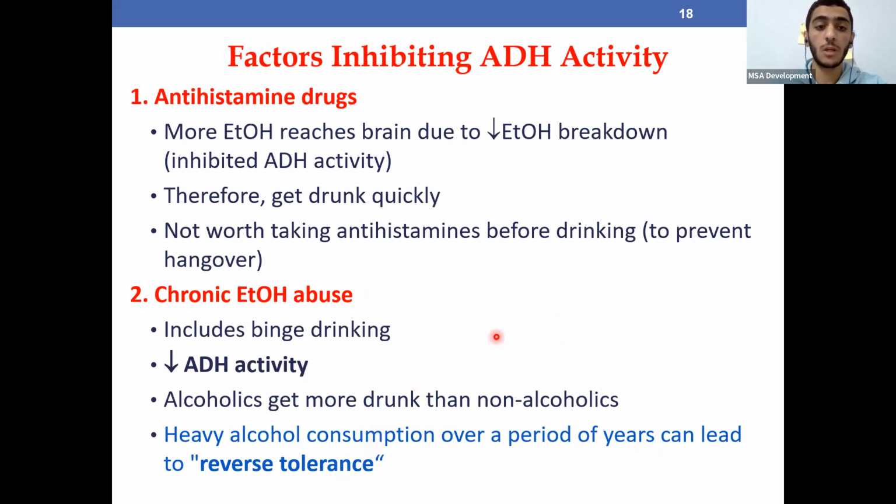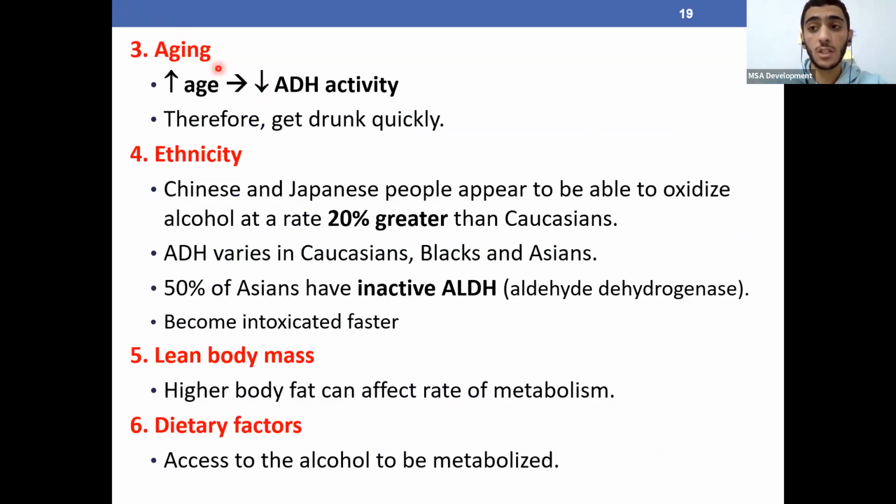Okay, so chronic abuse. If you're aging, an increase in age would lead to decreased alcohol dehydrogenase activity, and therefore if you drink a small amount, you're going to have a high alcohol buildup in the blood. And if there's an increase in the BAC, or blood alcohol concentration, you're going to get drunk faster. So an increase in age would decrease the activity.